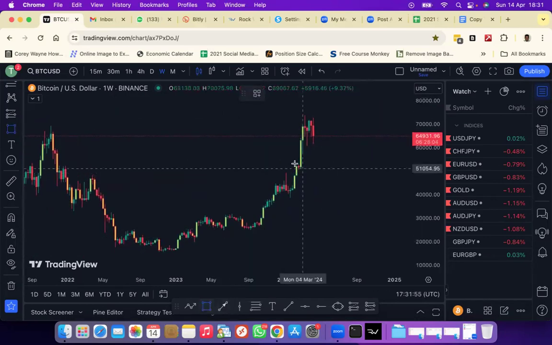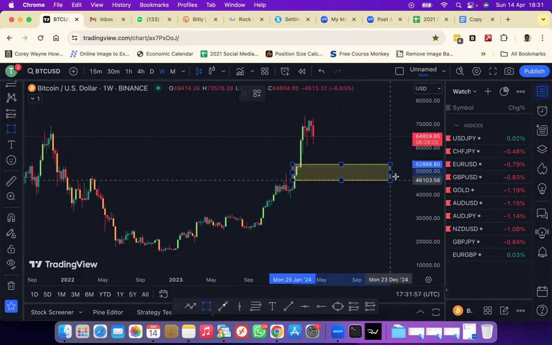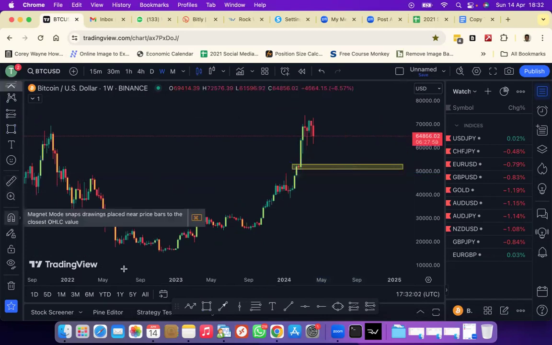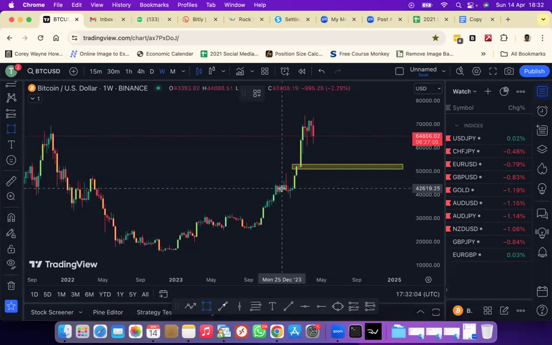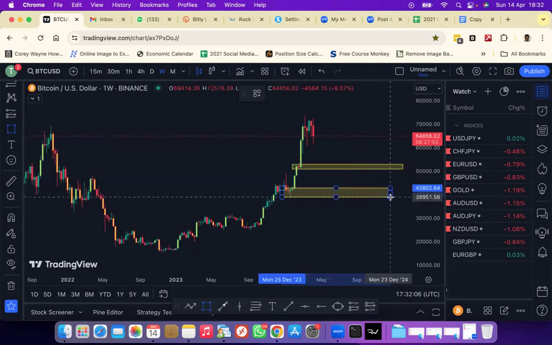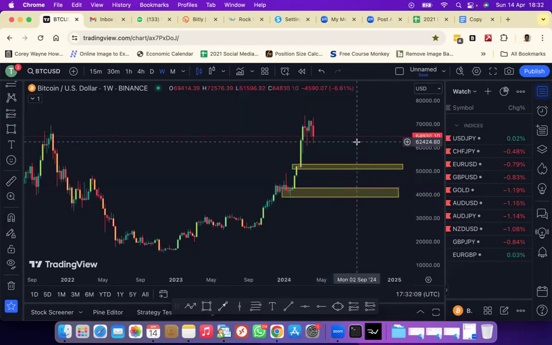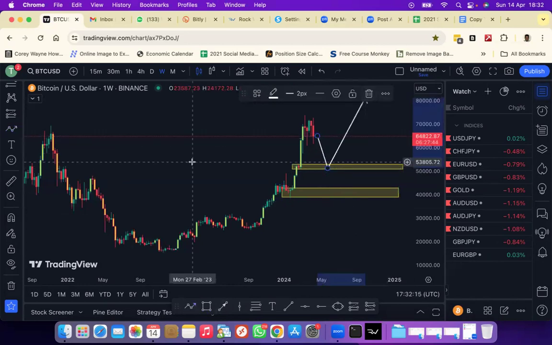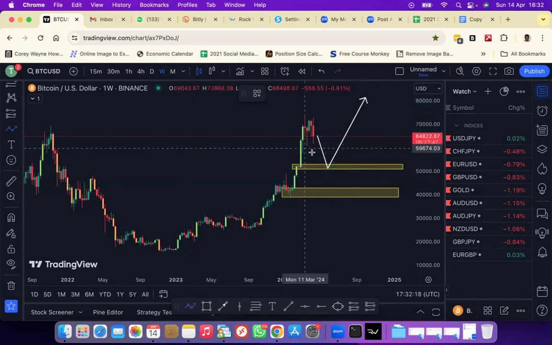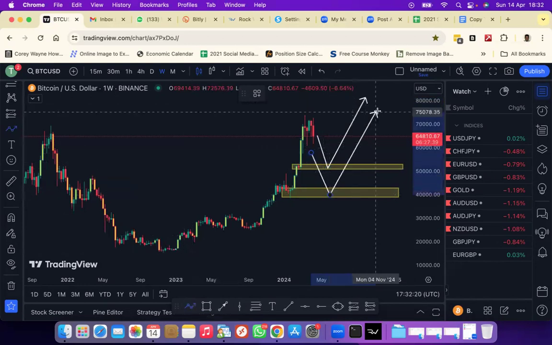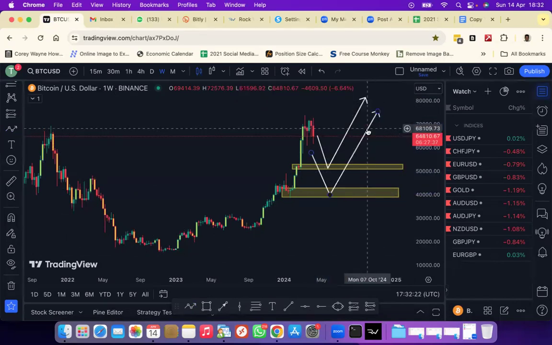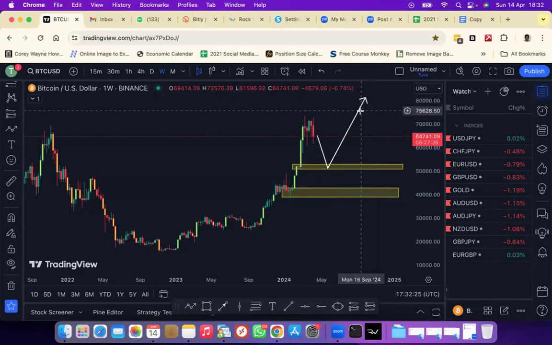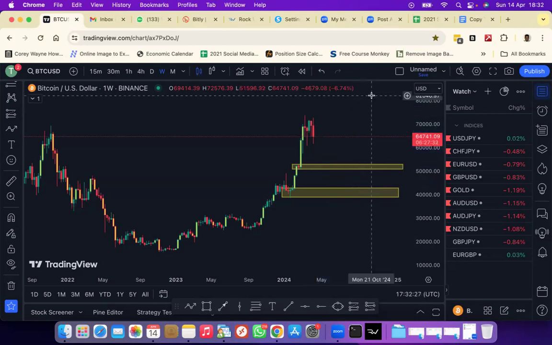So we might see Bitcoin drop eventually to $50,000. We might see it drop to 42,000, $40,000 before it starts going on. So that's a long-term possibility, a long-term view. But let's take a look at what we can trade this week.